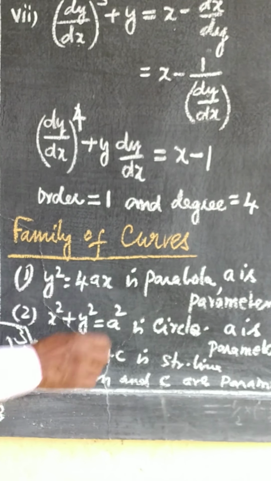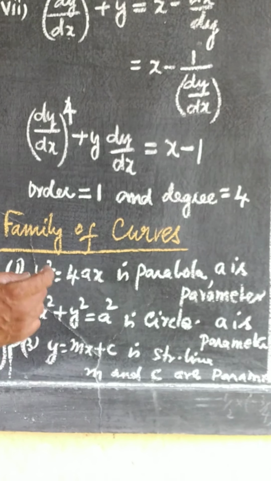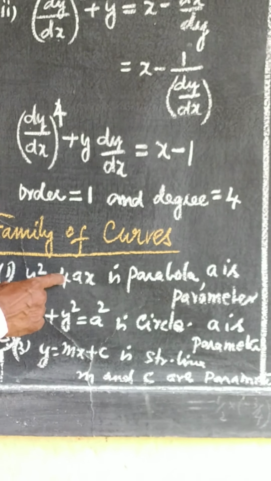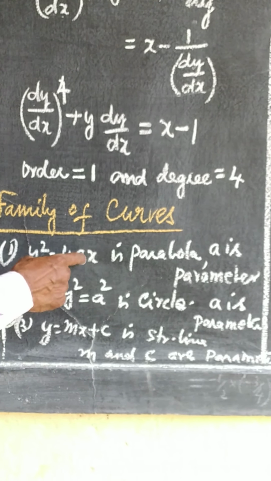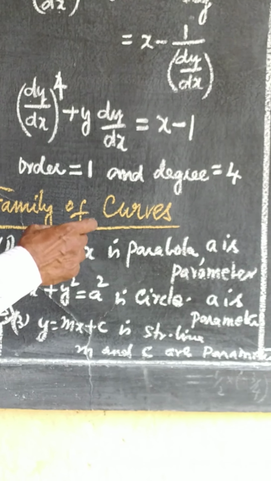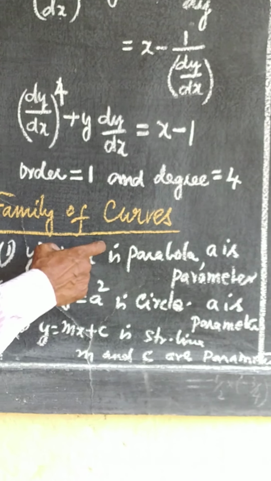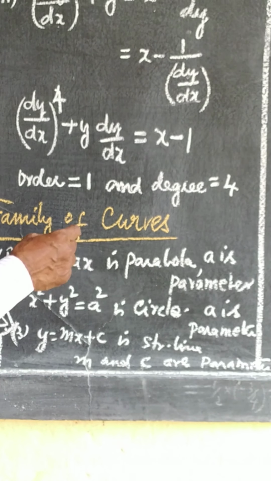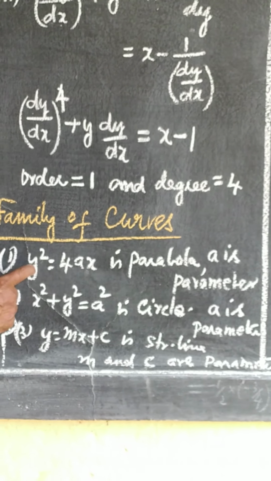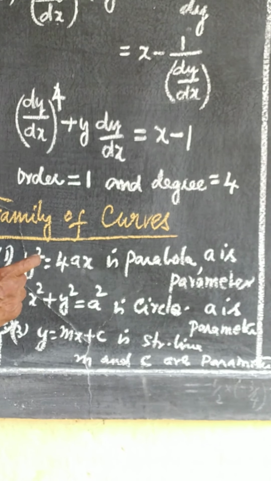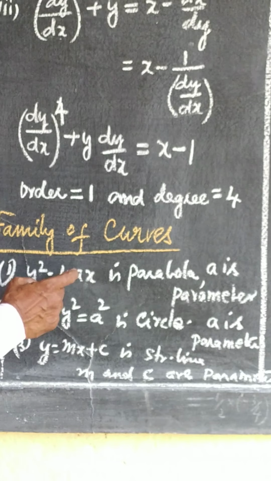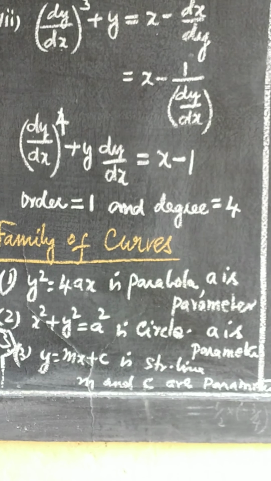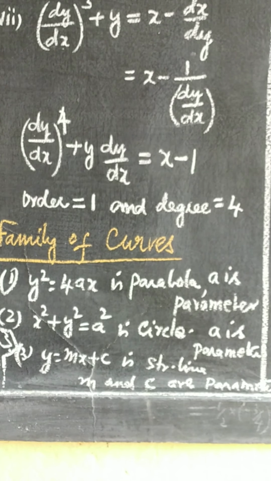Family of curves. Family of curves means the equation y square is equal to 4ax. Y square is equal to 4ax is a parabola. This is a curve, and in this curve we have two variables, x and y: dependent variable, independent variable. In this equation, we have a. A is called the parameter.